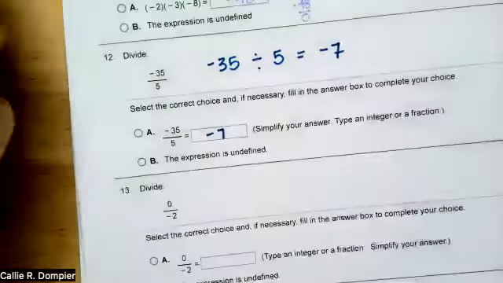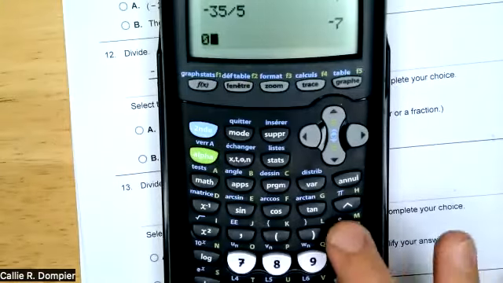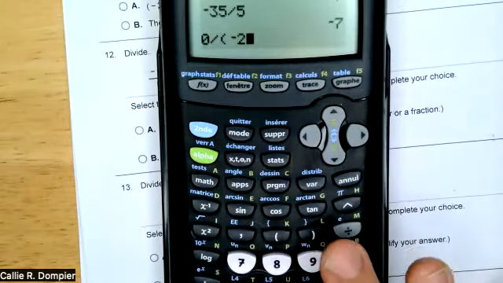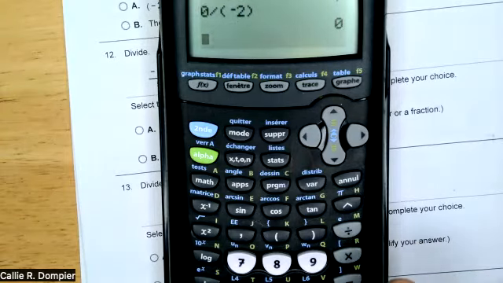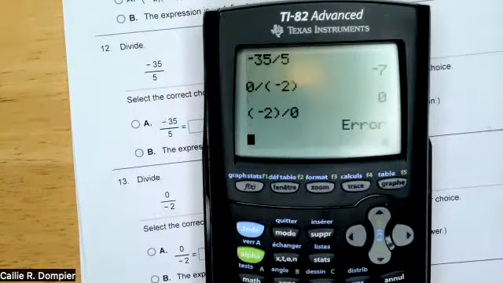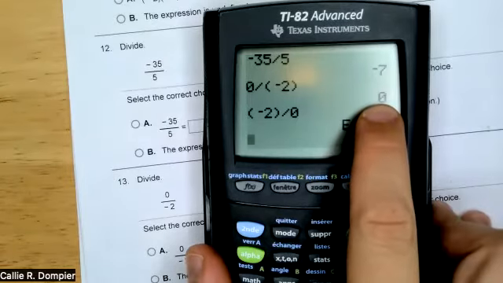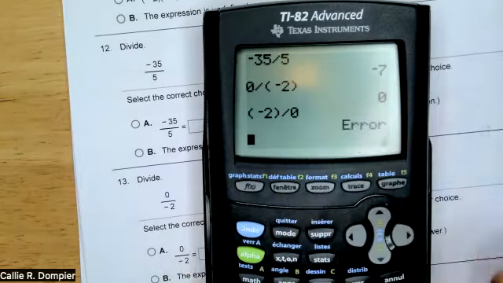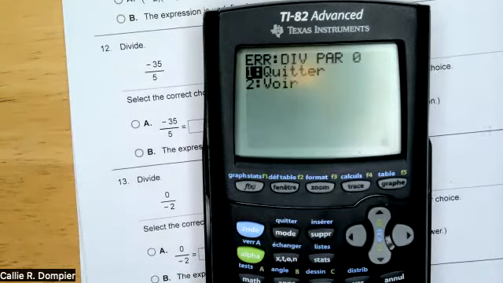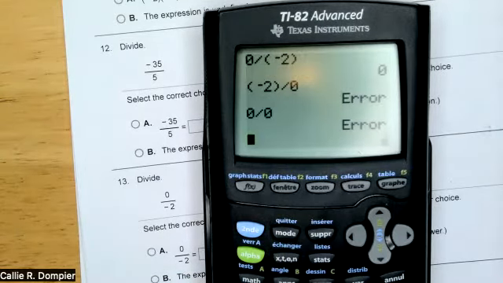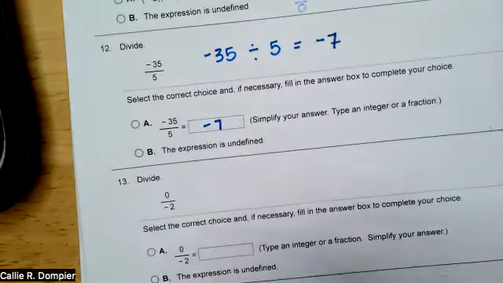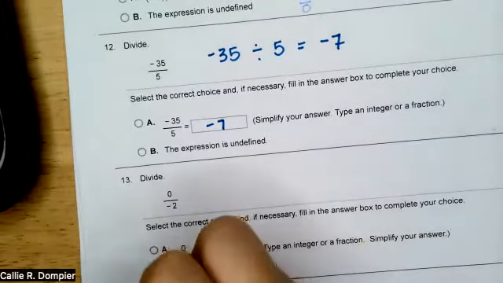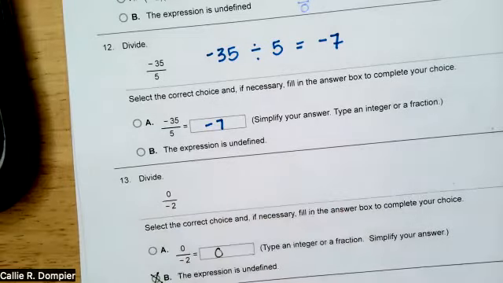And your calculator literally won't work. So 0 divided by negative 2 is okay, but negative 2 divided by 0 will never work. So if the 0 is on top and not on the bottom, it's okay. But if it's on the bottom, it's not going to work. Even if it's 0 divided by 0, it still won't work. Nothing divided by 0 will ever work. So 0 divided by negative 2 is not undefined, right? It's just 0.